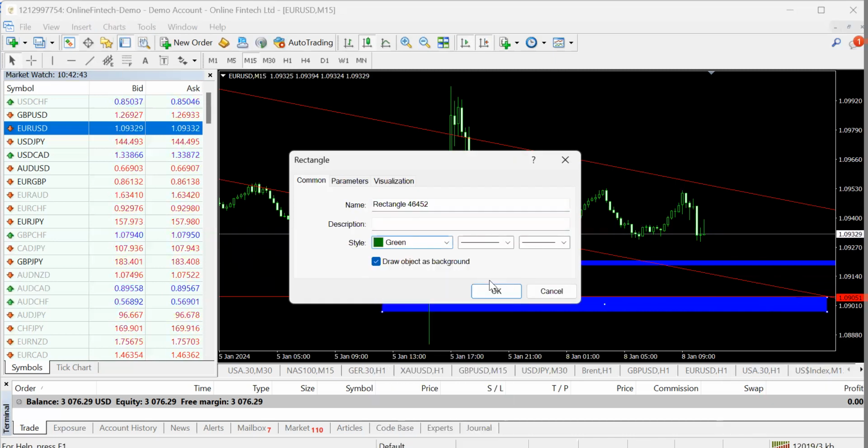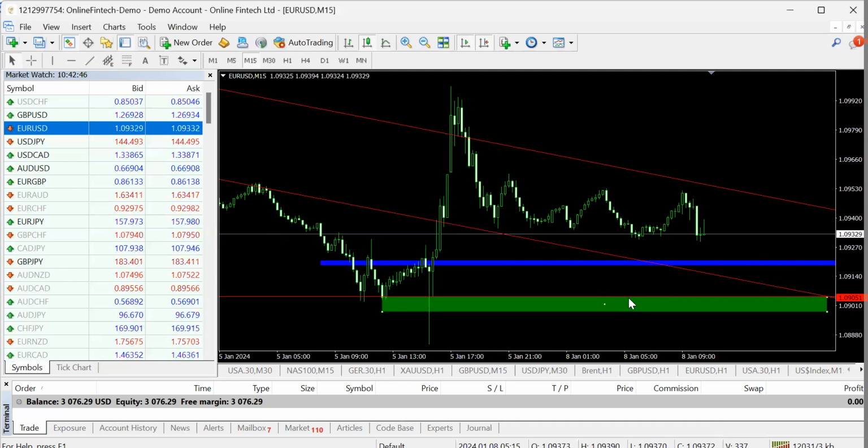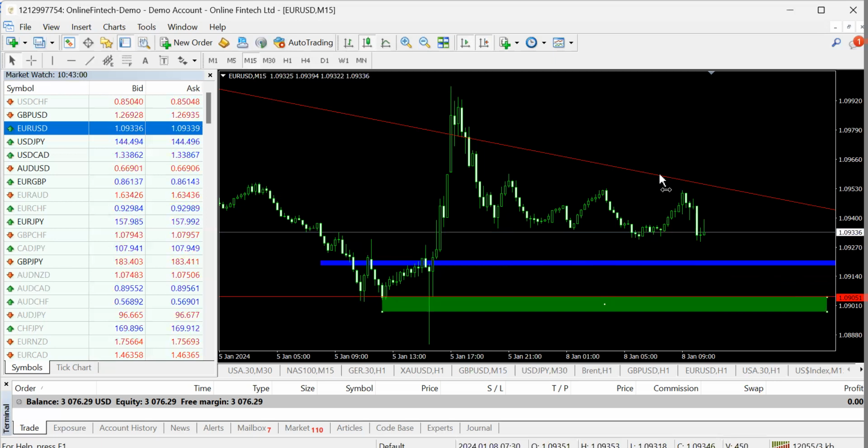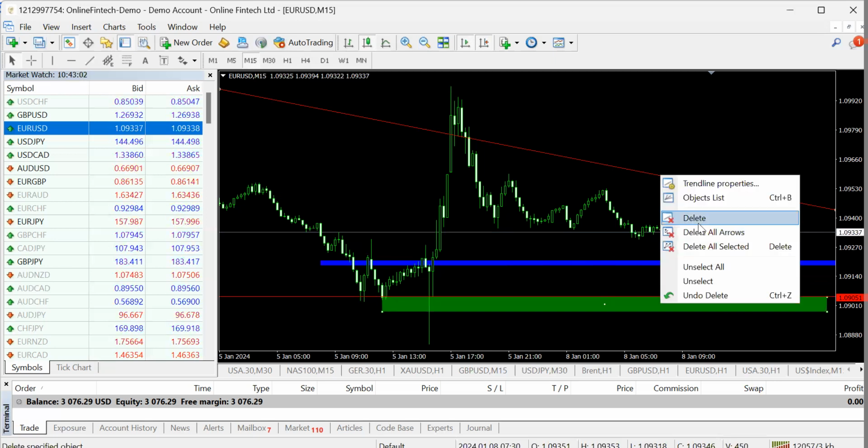Just trying to change the color, so that it can be at least a different color. So most people use this line. Some people just identify the highs and the lows and try to see where the market has turned previously, and actually take advantage and identify the position from there.